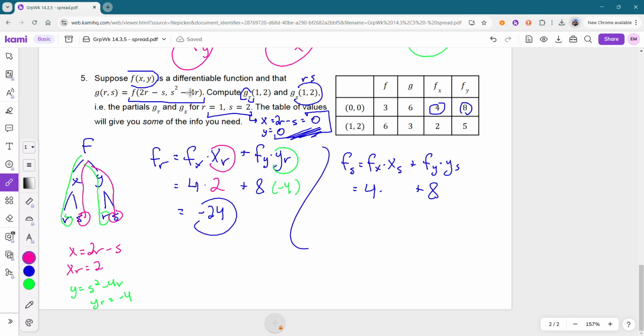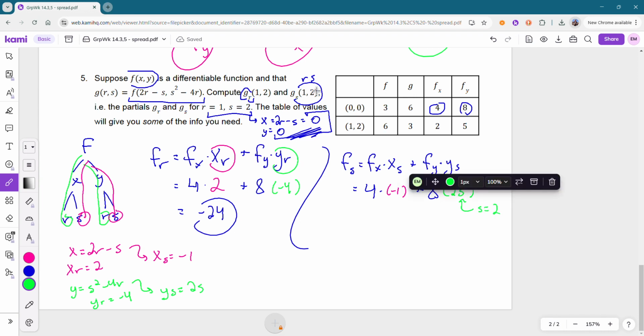But now x with respect to s is our partial that we need to find, and just using our formula for x here, it's going to be -1. And then y with respect to s, using our formula, is going to be 2s. And right at the point that we're looking at, s is 2. And so just cranking that out, we get the value of 28.